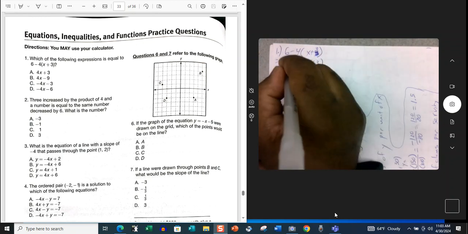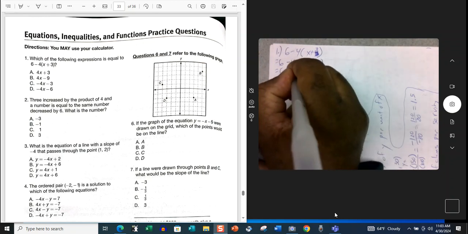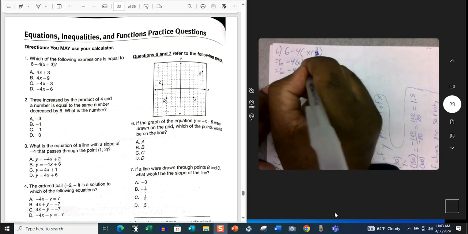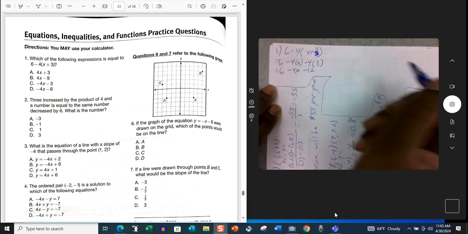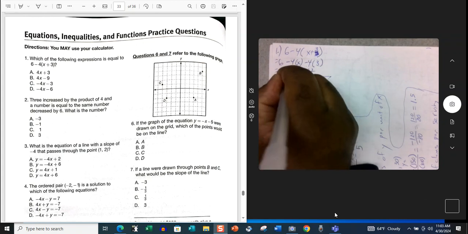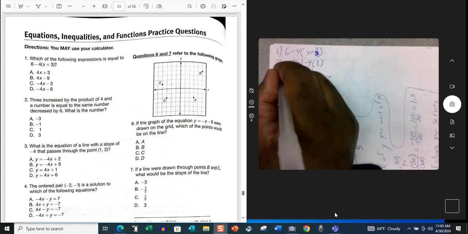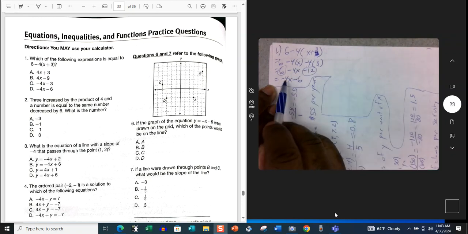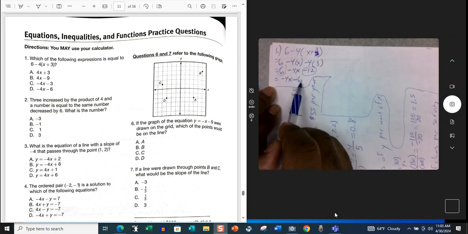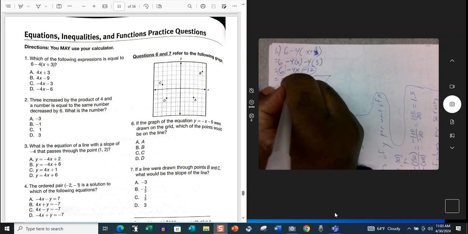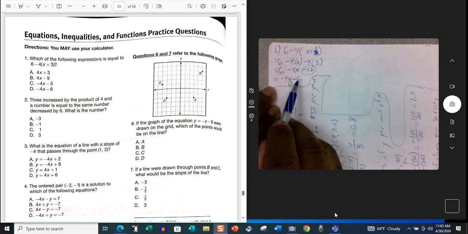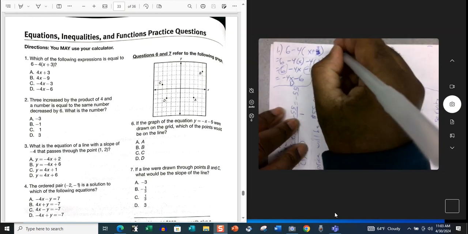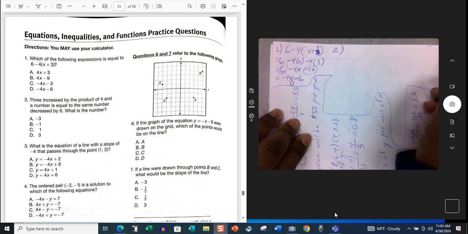So this would give us 6, negative 4 times x would give us a negative 4x, and minus 4 times 3 would give us a minus 12. Now we'll put the negative 4x first, and then 6 minus 12 would give us minus 6. So negative 4x minus 6 would be D. So your answer here is D, negative 4x minus 6. All right, now we move on to problem number 2.